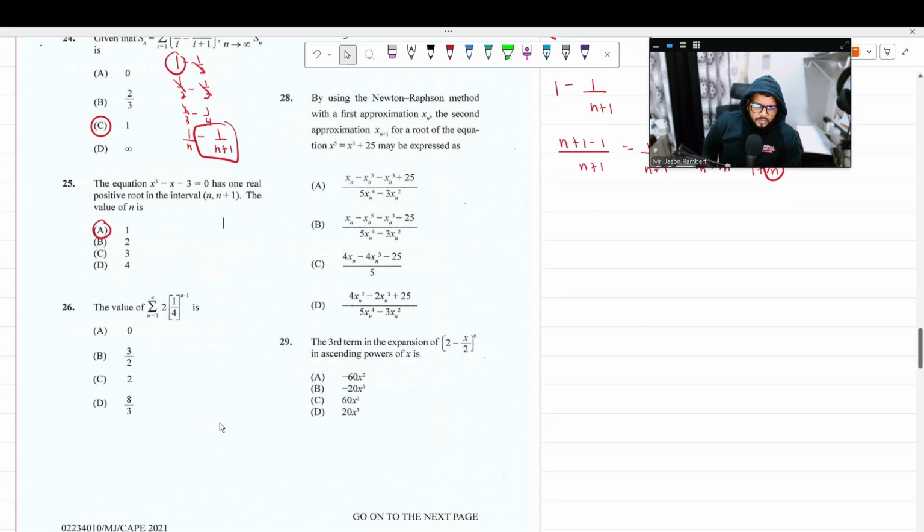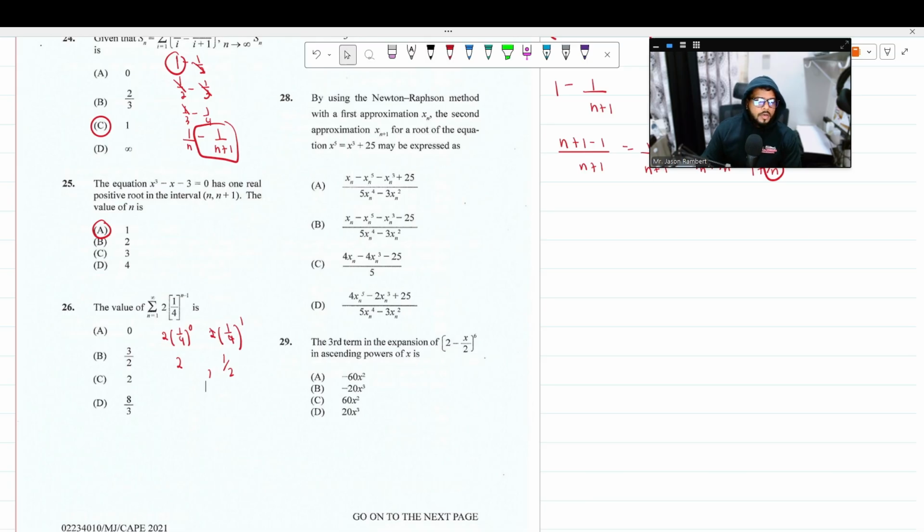The value of, so we have another sum to infinity. This one is not a method of differences. This is just a straightforward GP. The first term, when n is 1, we're going to get 2 multiplied by a quarter to the 0. So that's my first term. First term is 2. Second term is 2 multiplied by a quarter to the power 2 take away 1, which is 1. So we get a half.